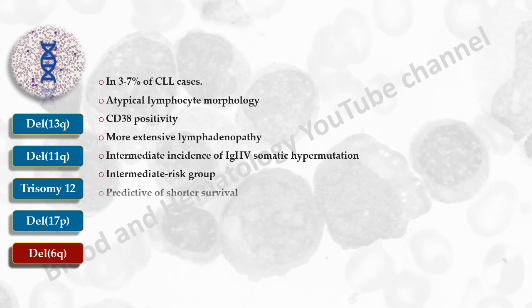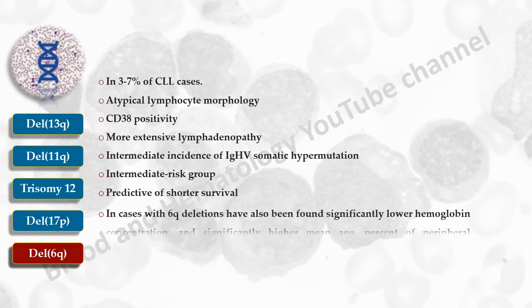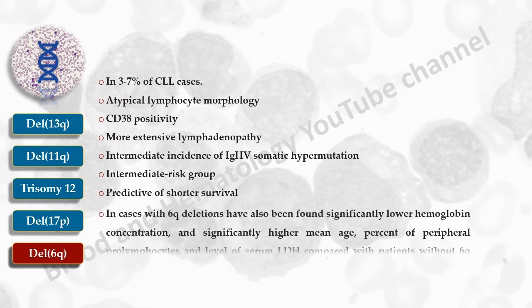It has been suggested that CLL with 6q deletion comprises an intermediate risk group and is predictive of shorter survival. In cases with 6q deletions, significantly lower hemoglobin concentration and significantly higher mean age, percent of peripheral prolymphocytes, and level of serum lactate dehydrogenase have also been found compared with patients without 6q deletion.